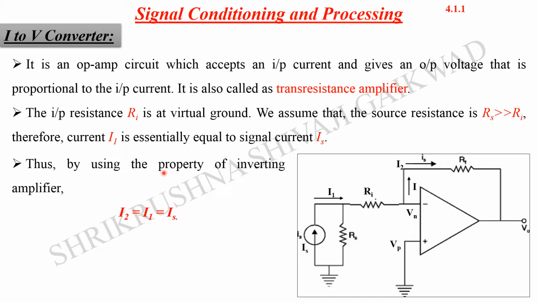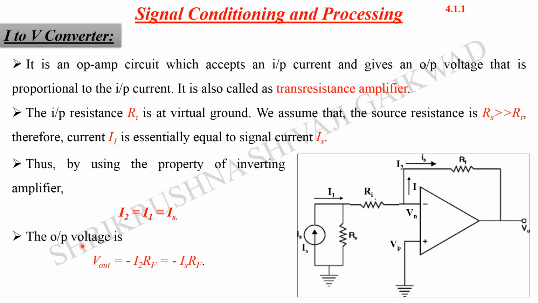Thus, by using the property of the inverting amplifier, we can say I2 is equal to I1, which is equal to Is. I2 is the current flowing through this feedback resistance. Ideally, the op-amp has infinite input resistance, so no current flows into the amplifier. Whatever source current is flowing goes directly through this feedback resistance, and it will appear at the output voltage. So I2 is equal to I1 is equal to Is. Whatever source current there is, it will be available at I2 as well.